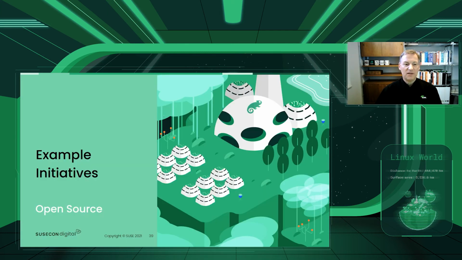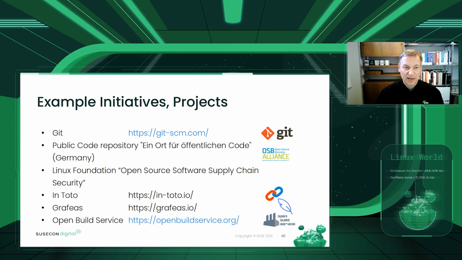Looking at the community, there are some example initiatives I would like to mention now. In this list of things, like the public code repository that is currently planned in Germany, or the Linux Foundation, who looks into open source software supply chain security, or the more cloud native topics like in-toto or Grafeas, I would like to have a few words about Git and later on about the Open Build Service. Git as a, let's say, cousin of the Linux kernel, also originally started by Linus and the kernel team.